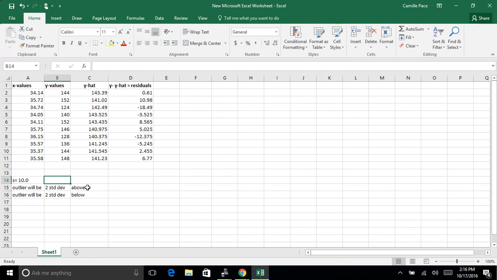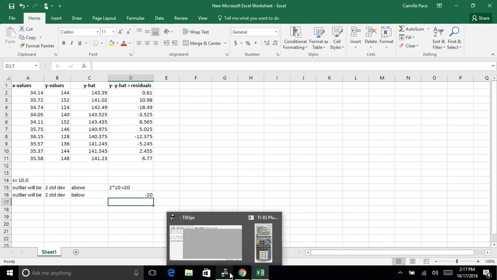10.0. Okay. So then I need to know an outlier will be 2 standard deviations above: 2 times 10 equals 20. It'll be above 20, or below negative 2 times 10 equals negative 20. So I need to see if anything is close to that. Let's look, is anything close to that?